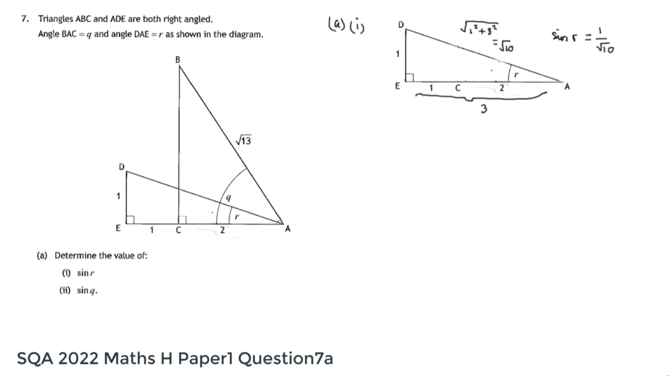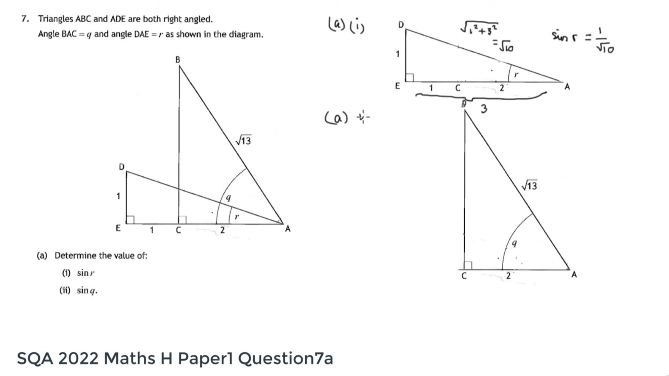So let's look at the second triangle, the one that involves Q. There's another right angled triangle, and the sine of Q would be the opposite over the hypotenuse. Now this time we know the hypotenuse, we don't know the opposite. So this is A part 2. And again we'll use Pythagoras' theorem in this triangle to work out the smaller side.